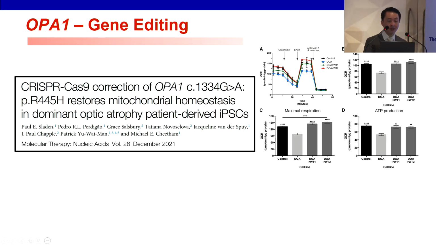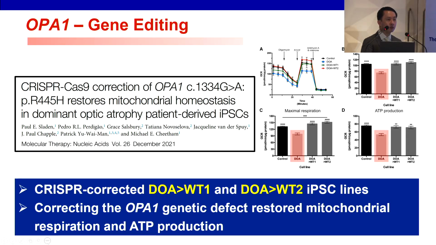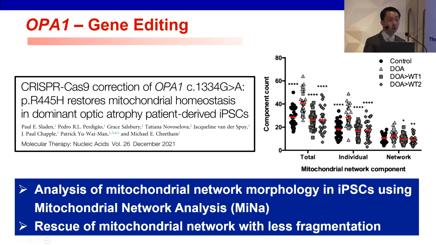You can see here that in patients with an OPA1 mutation, you get a reduction in the amount of ATP being produced, which is not a big surprise. By correcting the genetic defect using this CRISPR technology, you're able to increase the level of ATP being produced, which is, again, a very nice outcome. Not only are you rescuing the bioenergetic defect, but you can also see here that you get fragmented mitochondria, and by correcting the underlying genetic defect, you're able to rescue the mitochondrial network fragmentation.